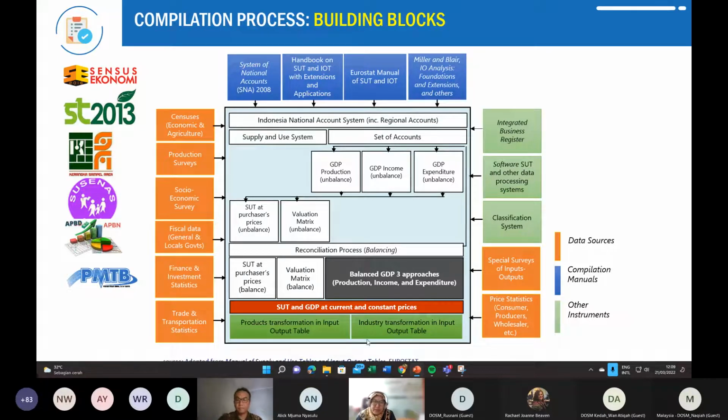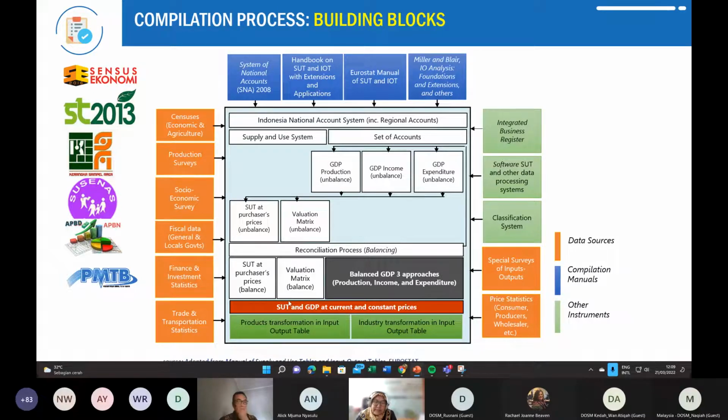The inside blocks is the system that we want to compile. We start with national accounting system, including regional accounting. There is a supply and use system and a set of account. And then there is a reconciliation process, so that in the end, we have the SUTs and GDP measure at a current and constant price in a balanced way.